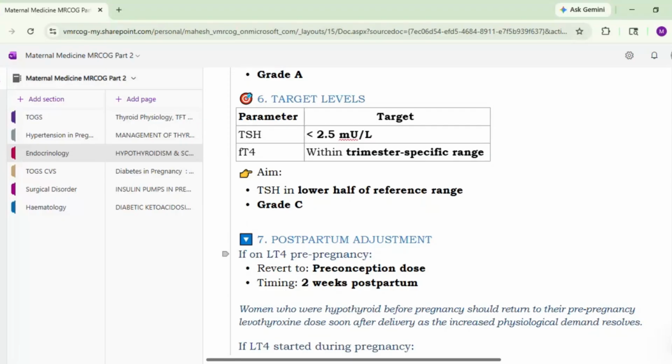If she is on LT4 pre-pregnancy, then you go for the preconception dose, and you should do this within 2 weeks postpartum. Now in the lactation period, because we know what the changes are, the first section of the guideline, if you remember the changes which are happening, you compare now in the postpartum period, there is a decrease in the requirement. So you go for the preconception dose within 2 weeks postpartum. Women who were hypothyroid before pregnancy should return to their pre-pregnancy levothyroxine dose soon after delivery as the increased physiological demand resolves. This is the concept we should remember.